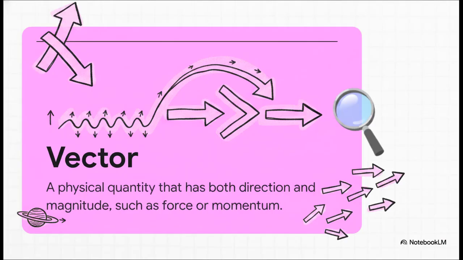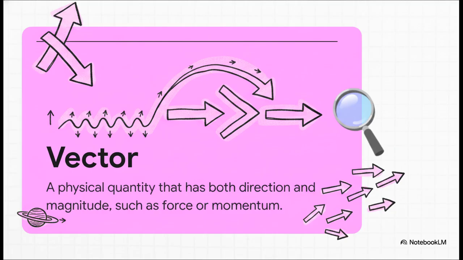Section 1. Meet the vector, the arrow of physics. So what exactly is a vector? Well, it's a physical quantity that holds two crucial pieces of information at the exact same time, direction and magnitude. Unlike a scalar, a vector can stretch, shrink, and completely reverse its trajectory based on the physical forces at play. Position, displacement, acceleration, force, momentum, these are all vectors.